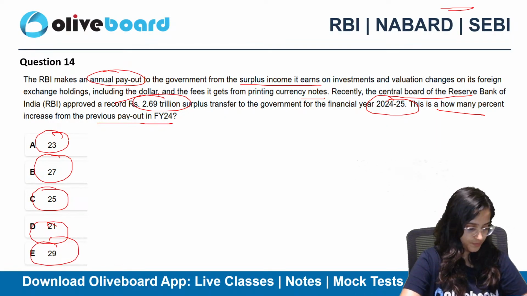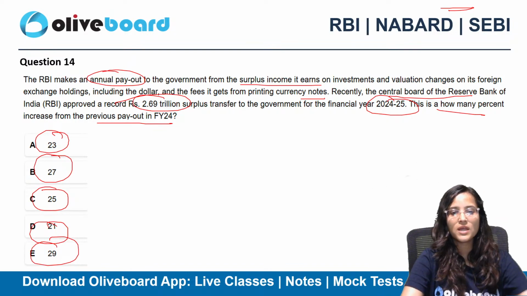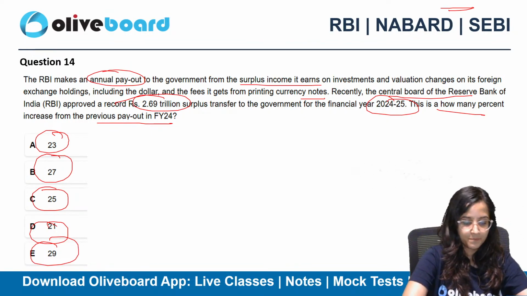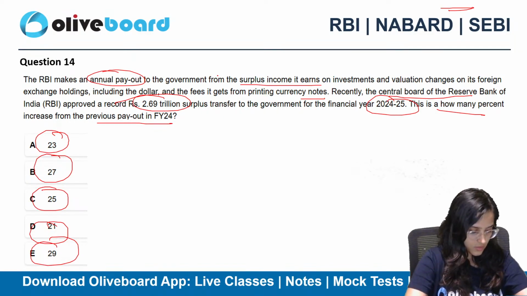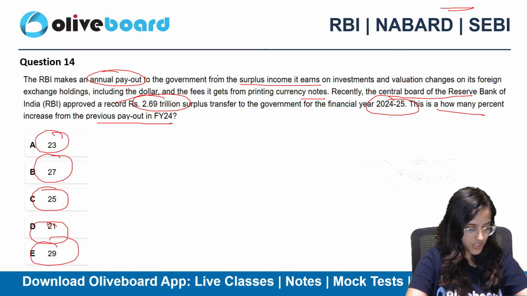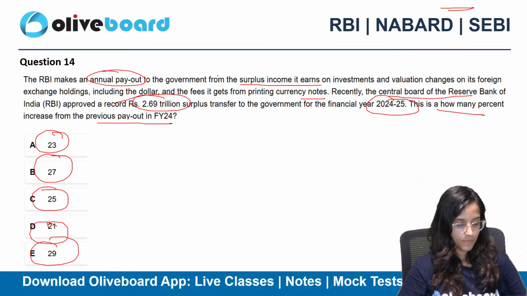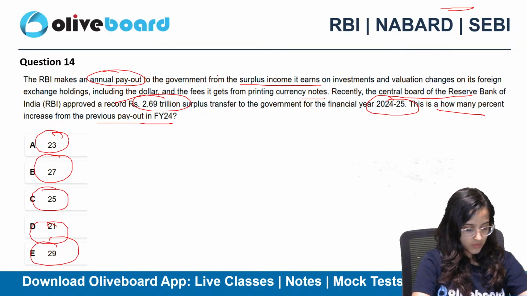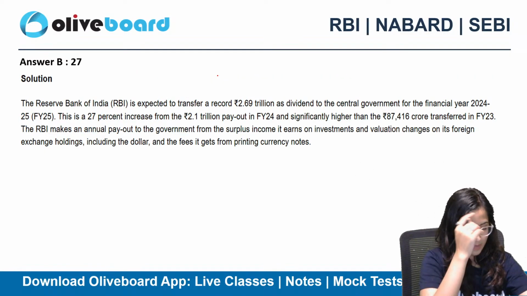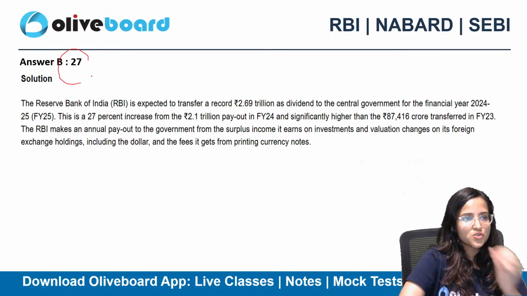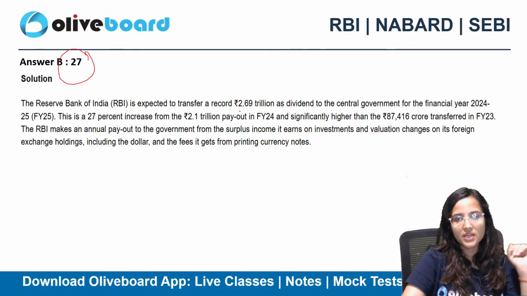14th question. Rahul is saying B. Anyone else? How much percentage increase have we seen? Anyone else would like to answer? So absolutely correct, Rahul. Very good. You have actually prepared well. So 27% is absolutely the correct answer.